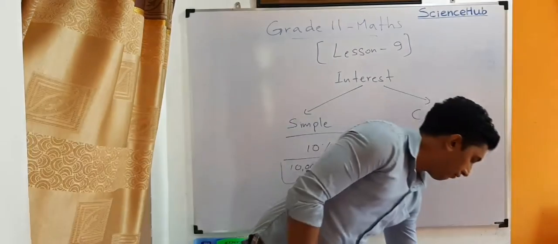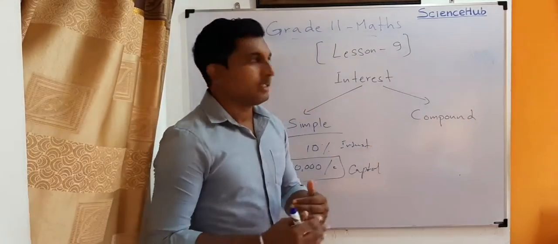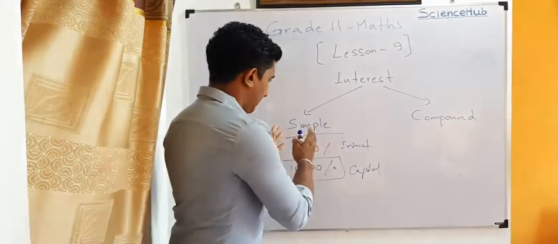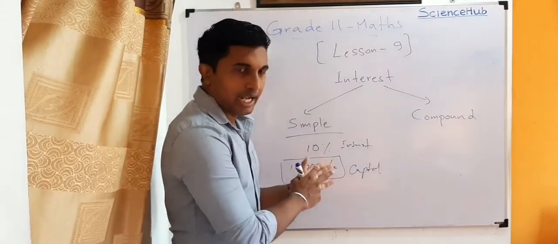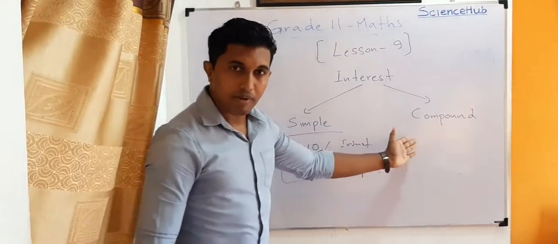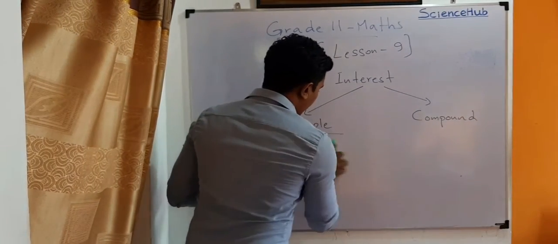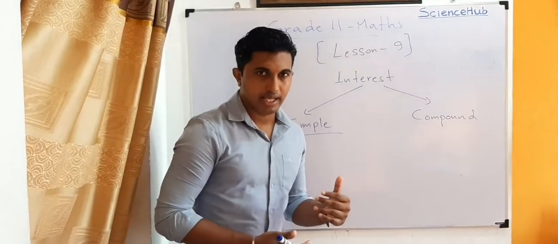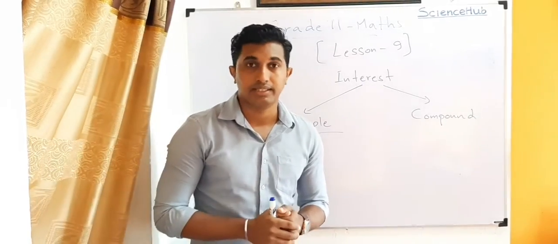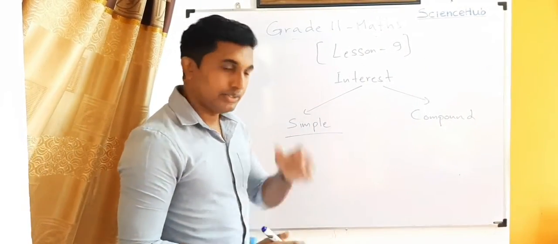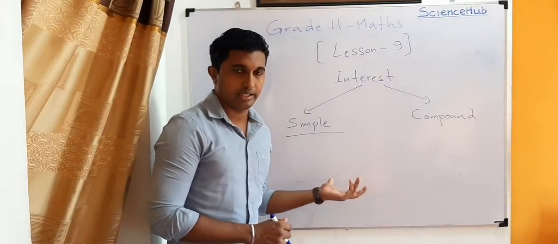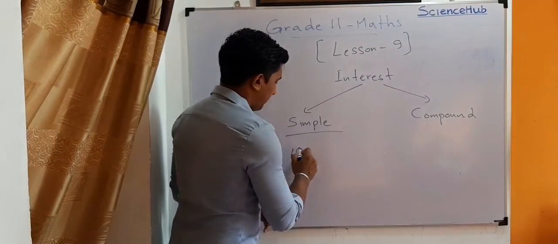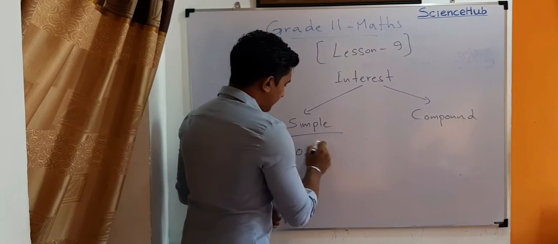At first I'd like to explain the difference between simple and compound interest. At the beginning, I'd like to explain the method of calculating simple interest and the difference in calculating compound interest. Now assume you have 10,000 rupees and you deposit it in some bank, using the simple interest method. Consider your capital money is 10,000.